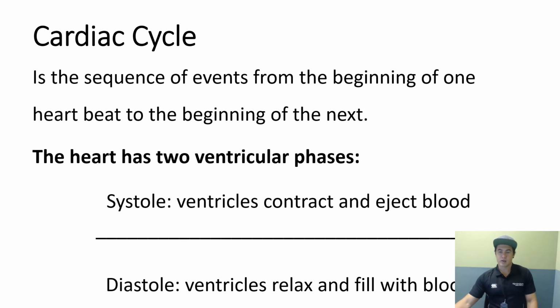So now we're going to talk about blood flowing through the heart. So this is our cardiac cycle, the sequence of events from the beginning of one heartbeat to the beginning of the next. So what happens in that contract, relax state? As you know, through last week, we have two ventricular phases: systolic, which is our high pressure phase, which is when the ventricles contract and spit blood out, and then diastolic, which is when the ventricles relax and fill with blood, and that's when the pressure drops.